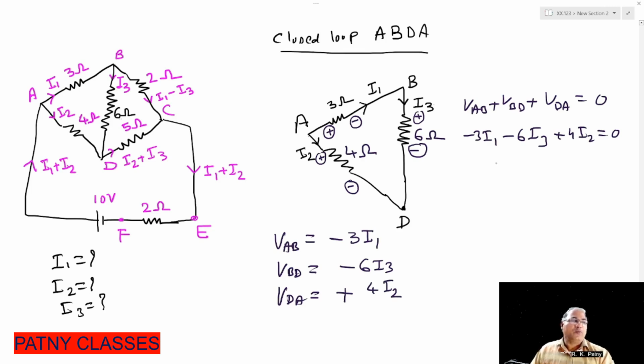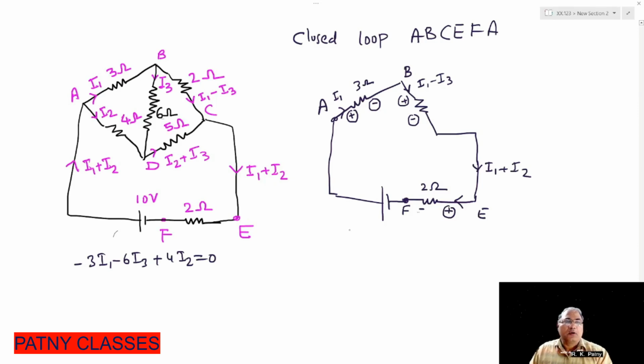Now we will develop one more equation for the second closed loop. Now select the second closed loop ABCEFA. For this closed loop, we start from A here, that is VAB. I have already marked plus and minus. After marking plus and minus, now let us find VAB. We are moving in the direction of current.